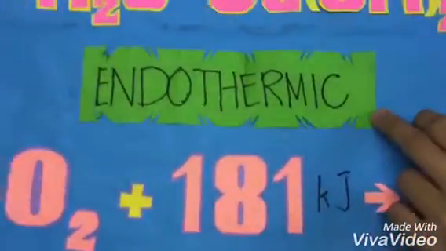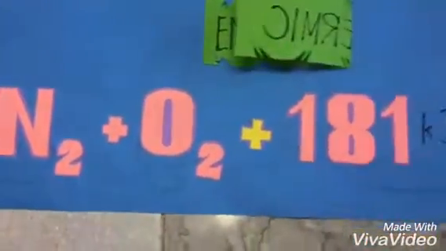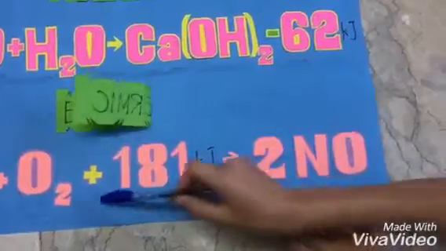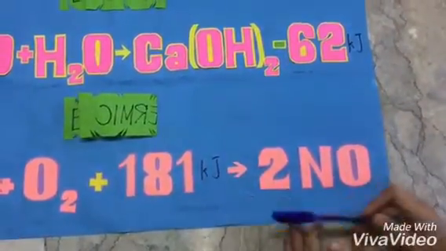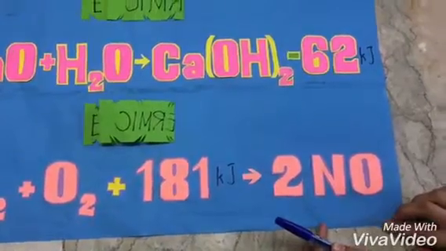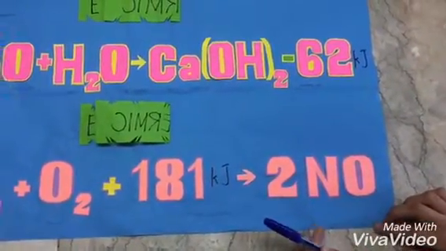Meanwhile, the second equation illustrates an endothermic reaction. In an endothermic reaction, the heat is written as a reactant and has a positive sign. This equation means that nitrogen and oxygen release 181 kilojoules.